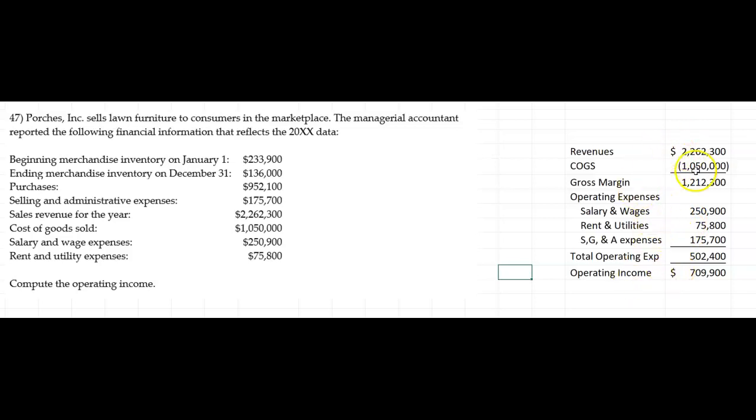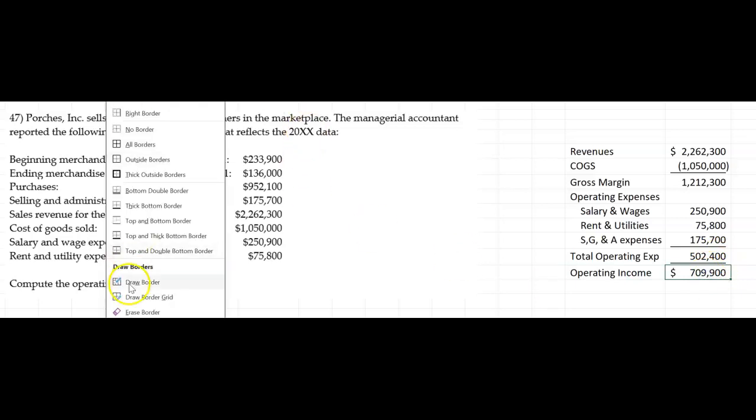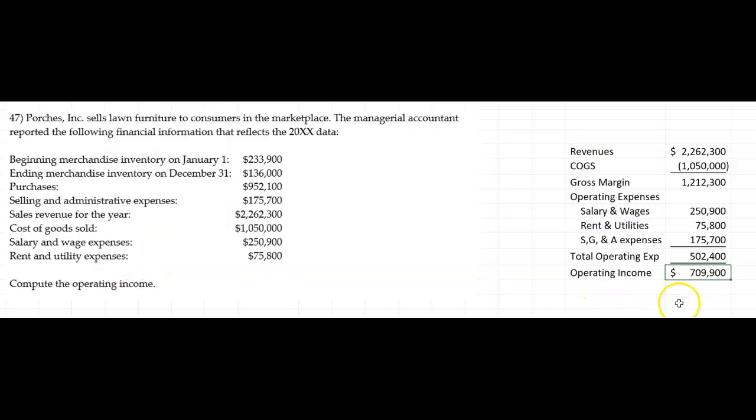I've got an underscore under cost of goods sold, under my expenses, and there's total operating expense, then another underscore, because I'm going to take 1912.3 minus the 5024, and that'll give us the 709,900. The other thing I'd probably do is give that a double underscore. It did a top and a double bottom, but that's how it would be.